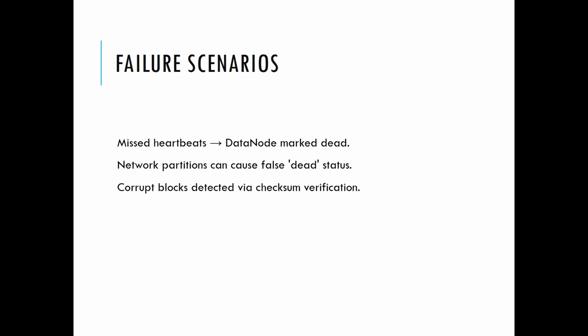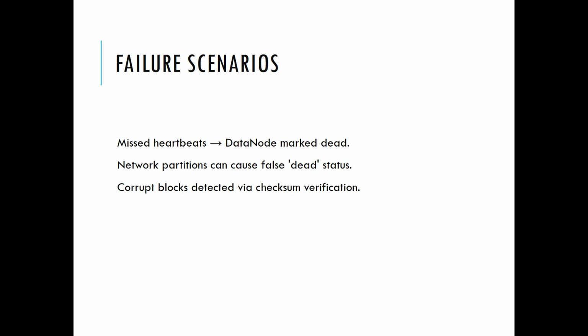Let's consider some failure scenarios. If a DataNode stops sending heartbeats, the NameNode will eventually mark it as dead after the timeout period, 10.5 minutes by default. This triggers block re-replication from the remaining replicas. However, network partitions can cause false positives. A DataNode might be alive but unable to communicate with the NameNode. In such cases, when the partition heals, the DataNode will rejoin and send a full block report. The NameNode will then reconcile and may cancel any ongoing re-replication if the blocks are still intact.